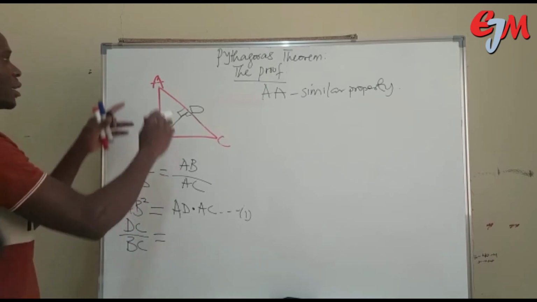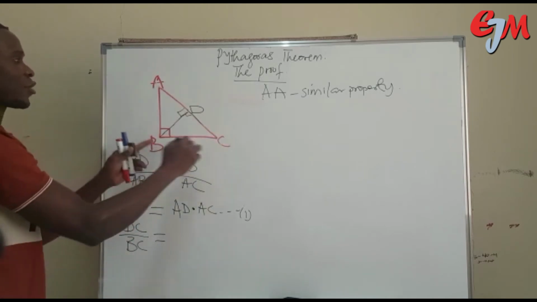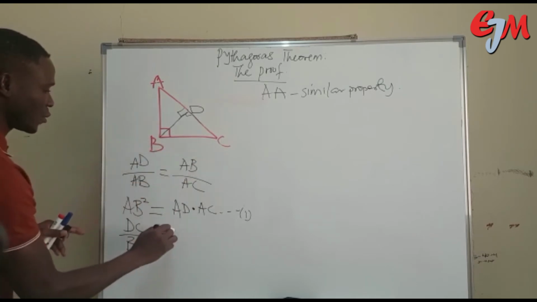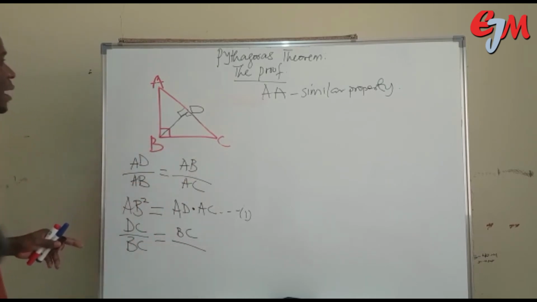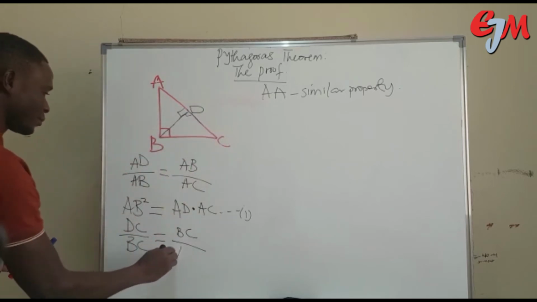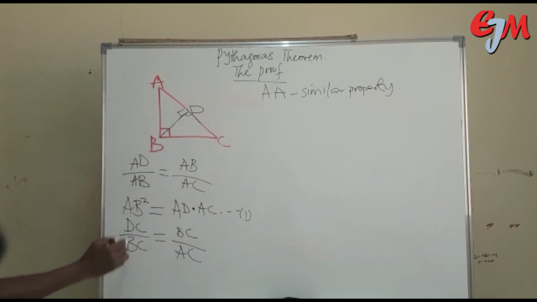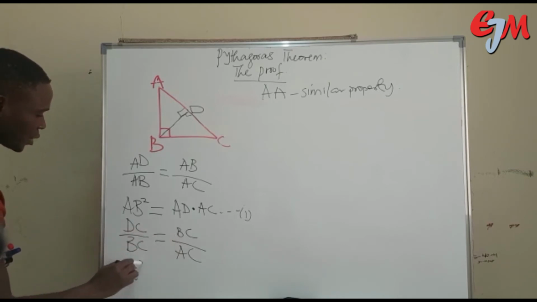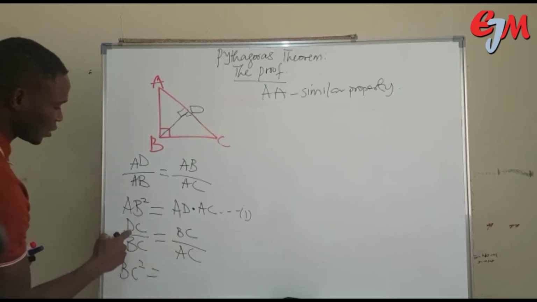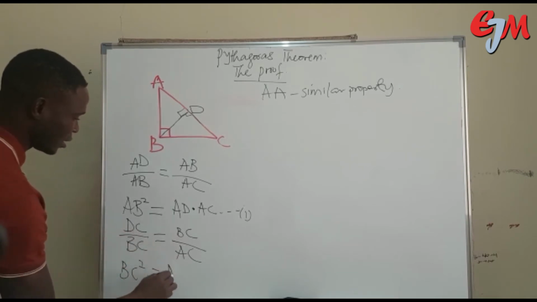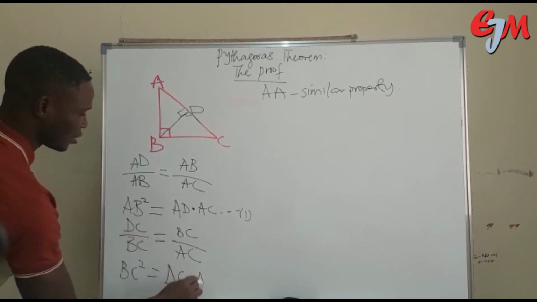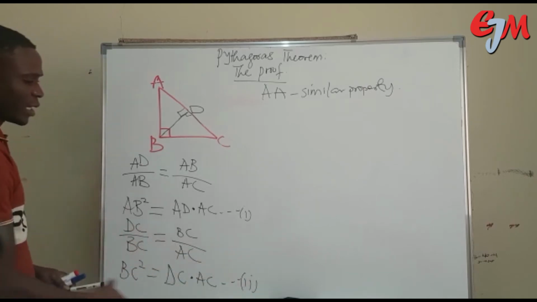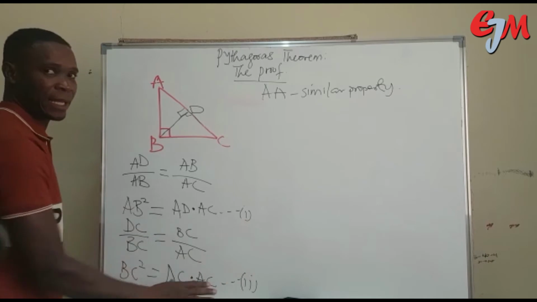Also, equate it to the biggest triangle as well. Since they are similar, DC over BC equals BC over AC. So, cross multiply again. BC times BC will give us BC squared equals DC times AC. This is equation 2. Now, bring equation 1 and 2 together.